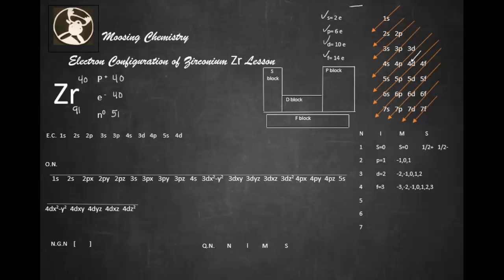All right, so here's our diagonal rule. Let's get started. 1s2. See how easy this is going? 2s2. Remember, snarly's cool. 2p6, 3s2. Now we have to use up 40 electrons. We're going to go 3p6, 4s2.